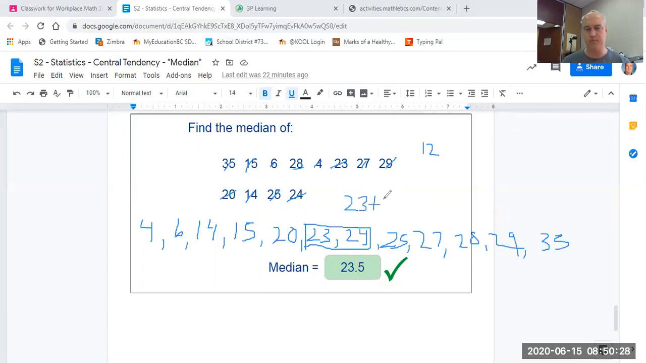Now, you may need a calculator for this, but basically, hopefully you can see that when we add these 2 together, that makes 47. We divide by 2, and what we end up with here is actually a half number. So even though there is no 23 and a half in the data, the median number is in fact 23 and a half. Hopefully that makes sense to you.